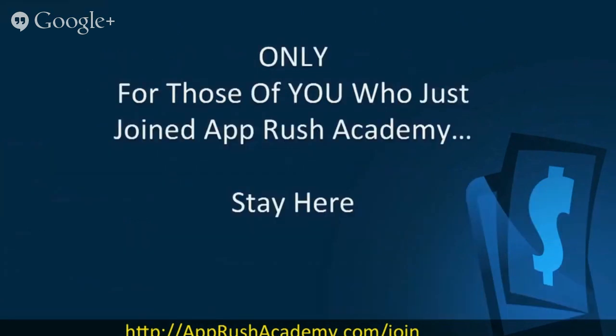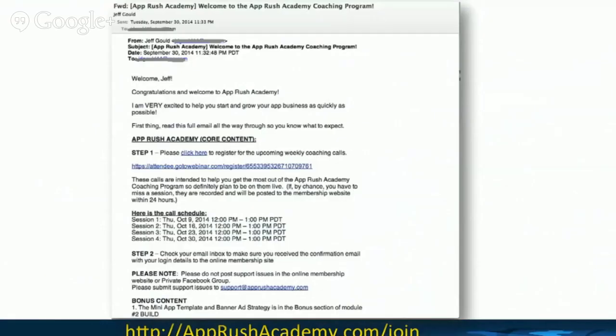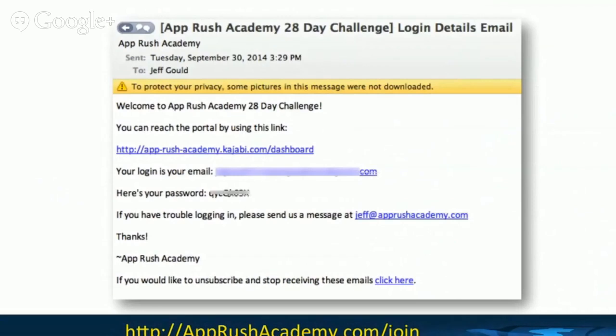All right, so for those of you who just signed up, please stick around, and I'm going to walk you through what you can expect with Average Academy. The first thing you're going to do after you register is get an email that gives you every step you need to take to get started. Make sure you sign up for the group coaching calls and the Facebook group, and then you'll also get another email with your login information to the Academy.